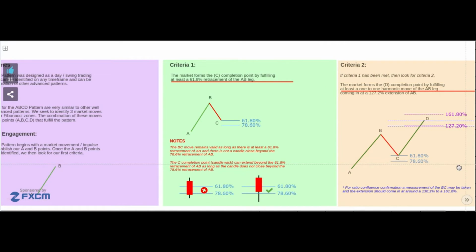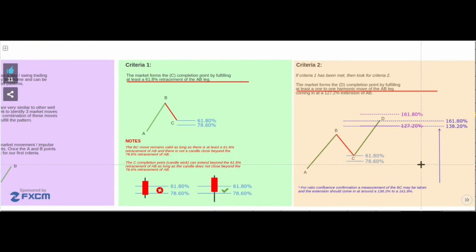Second note: the C completion point. The candle wick can extend beyond the 61.8% retrace of A to B, as long as the candle does not close beyond the 78.6% retrace of A to B.